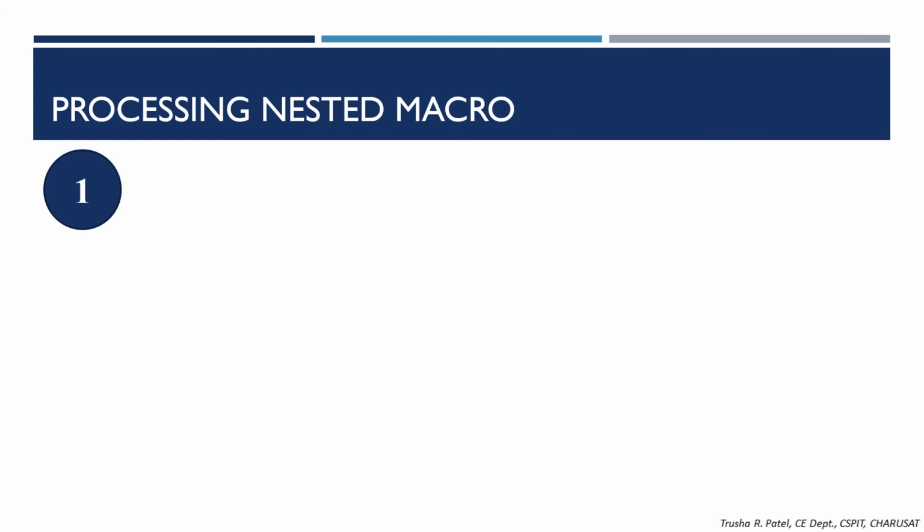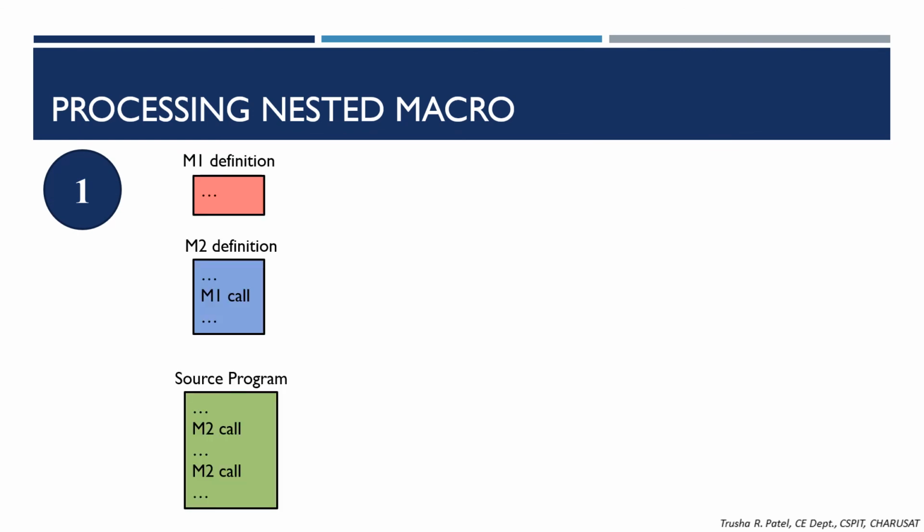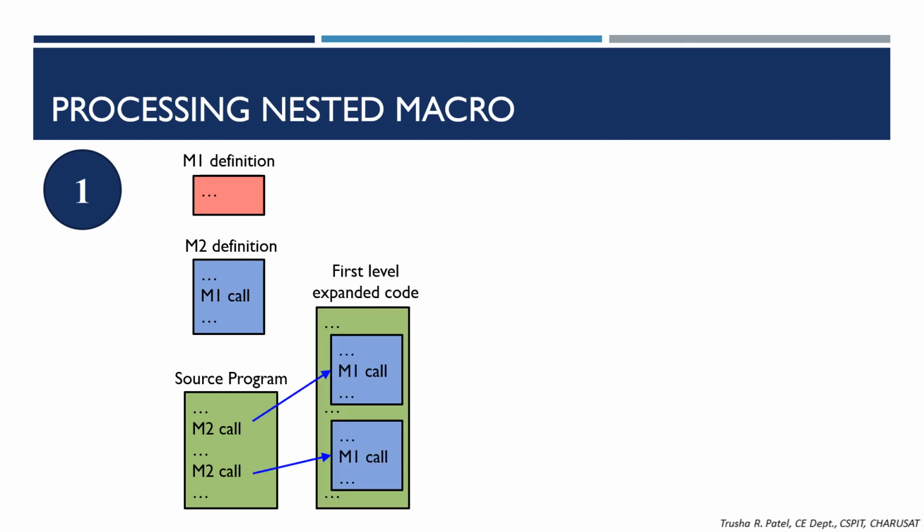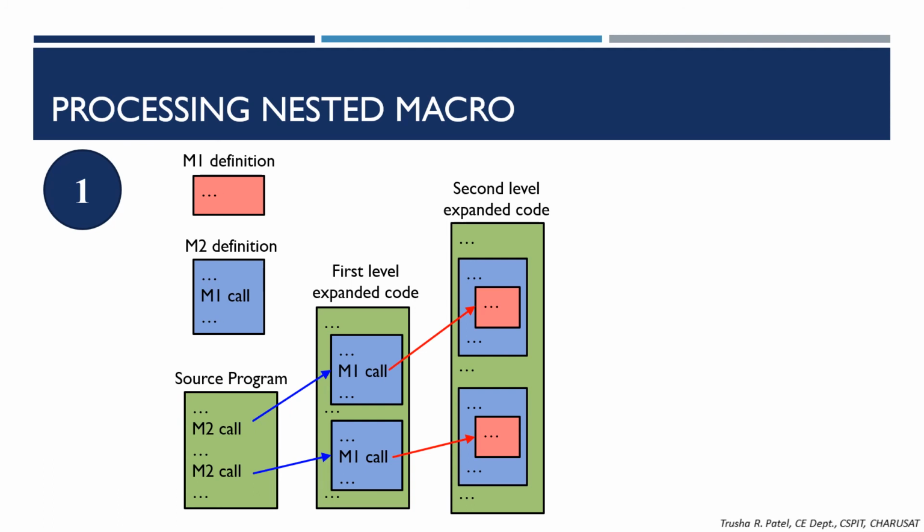Possibility number one. Let's say in my source program, I have a call for macro M2, and inside the definition of M2, I have a call for macro M1. So in the first expansion, the M2 call will be replaced with the body of M2, and in the second expansion, the call of M1 will be replaced with the body of M1.